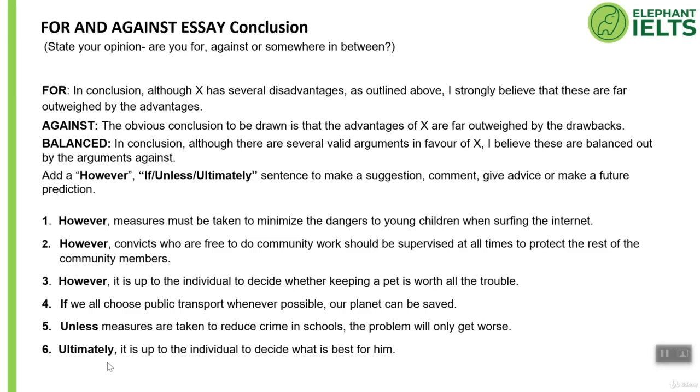Look at these examples here. However, measures must be taken to minimize the dangers to young children when surfing the internet. So this one would end a conclusion about perhaps using the computer or using the internet. So we begin with a however sentence which says, yes, I like computers, but measures must be taken to minimize the dangers to children. In other words, yes, I'm for computers or the internet, but something must be done about the negatives that I mentioned above.